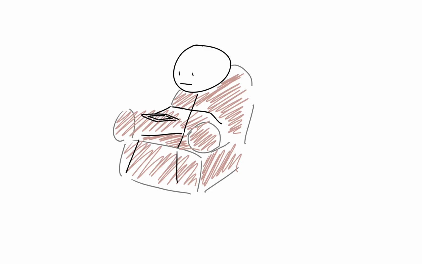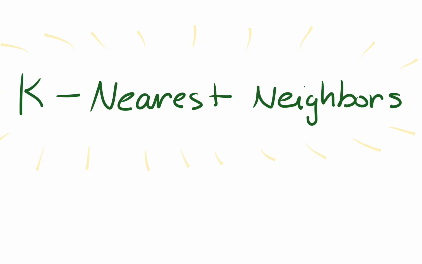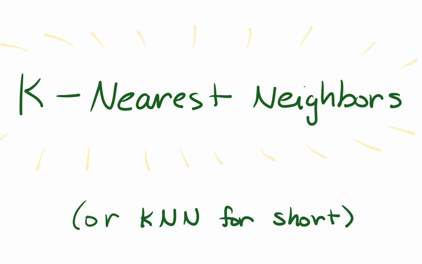Let's say that you're bored, so you open your phone to TikTok. Lately, you've been watching lots of dog videos, so TikTok recommends you more dog videos. But how does TikTok know how to do this? TikTok, as well as other popular apps, uses a machine learning algorithm based on the K nearest neighbors algorithm, or KNN for short, that suggests topics based on similarity.